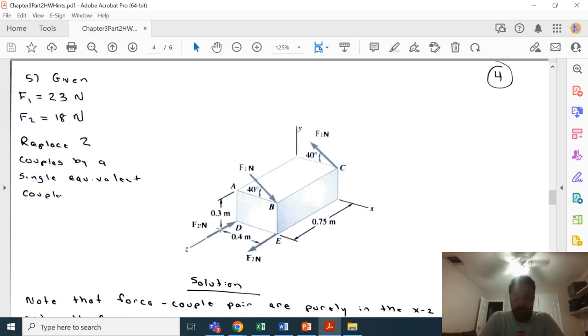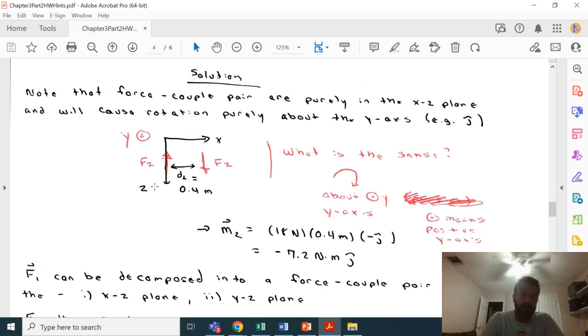Let's compute the couple associated with F2. The easiest way to do this is to draw this in the XZ plane, and that's exactly what I've done in this solution here. In the XZ plane, these two forces are separated by a perpendicular distance of 0.4 meters. What this notation means is that in the XZ plane here, the y-axis is coming out at you. So the big circle with a little circle in the middle means that the tip of that axis is coming directly towards you.